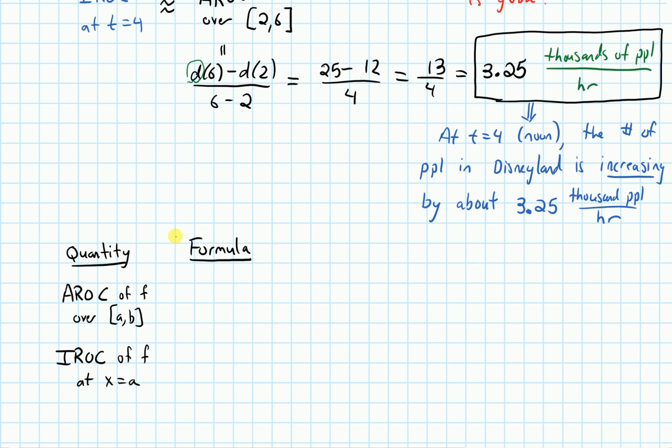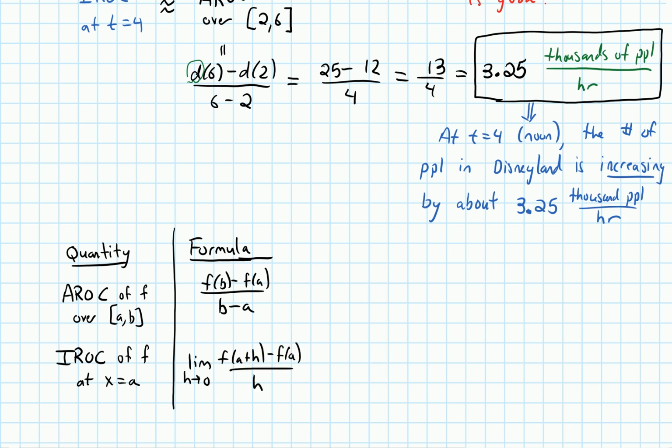So what are their respective formulas? So for average rate of change, it's the change in y, f of b minus f of a, over b minus a. That was the formula for average rate of change. And for instantaneous rate of change, it was a limit as h approaches 0 of f of a plus h minus f of a all over h. So that was the formula for instantaneous rate of change.